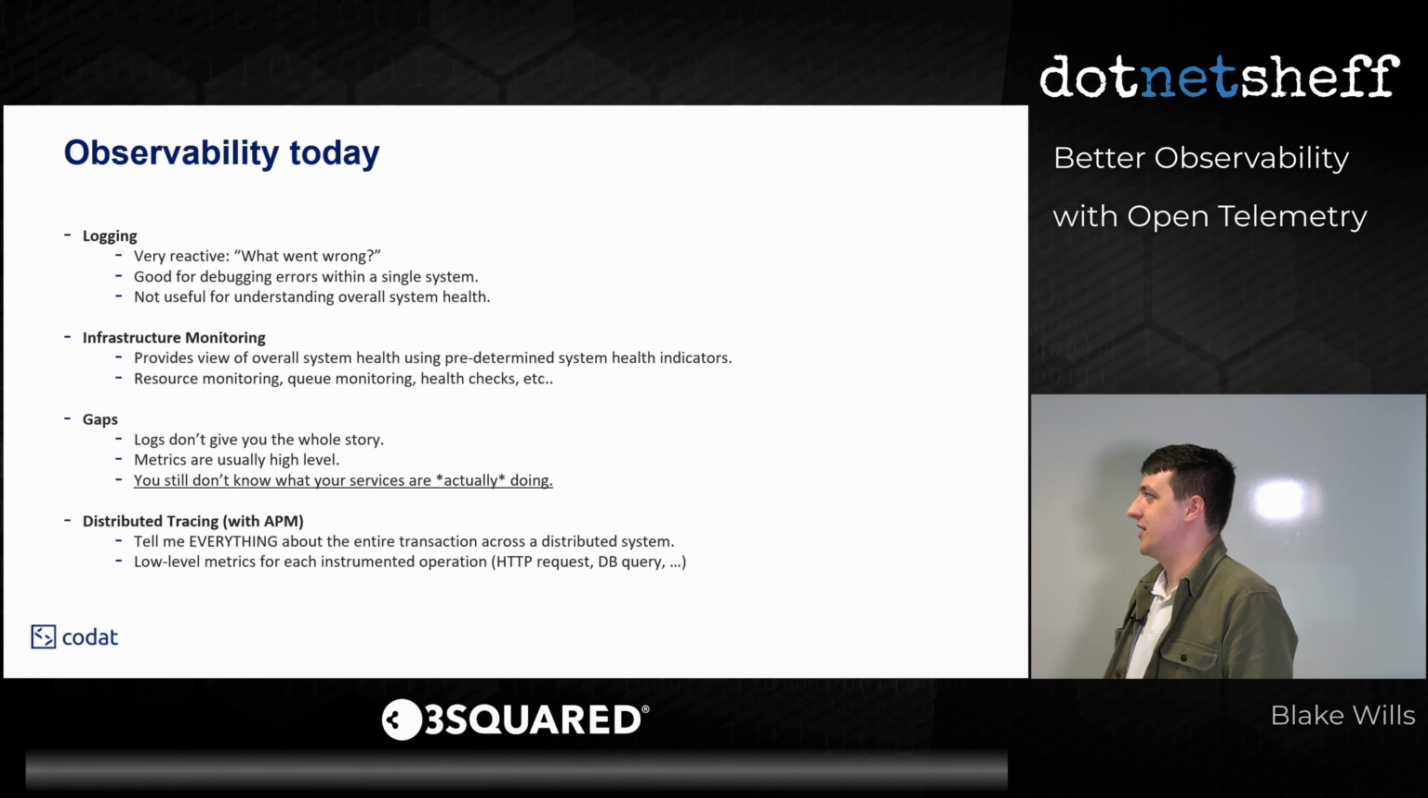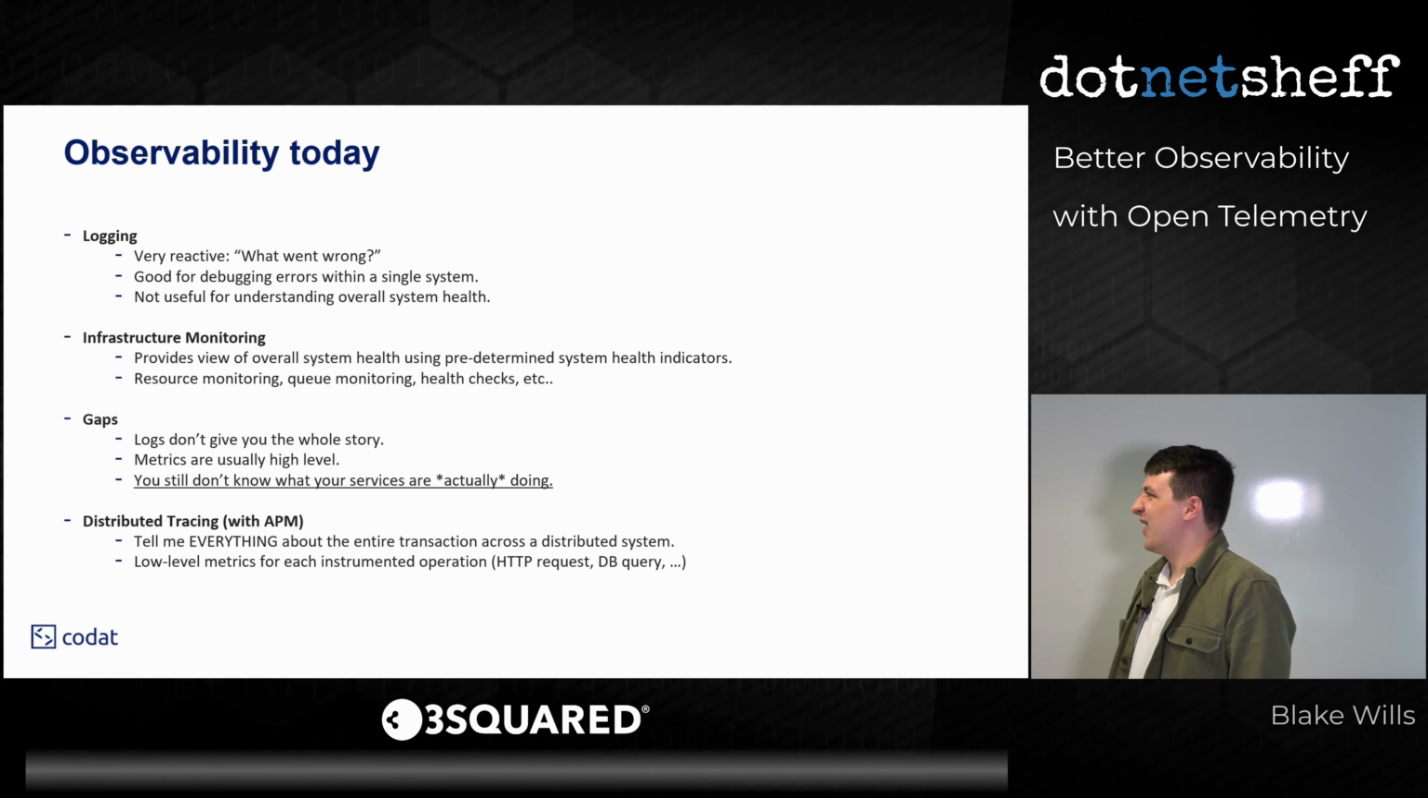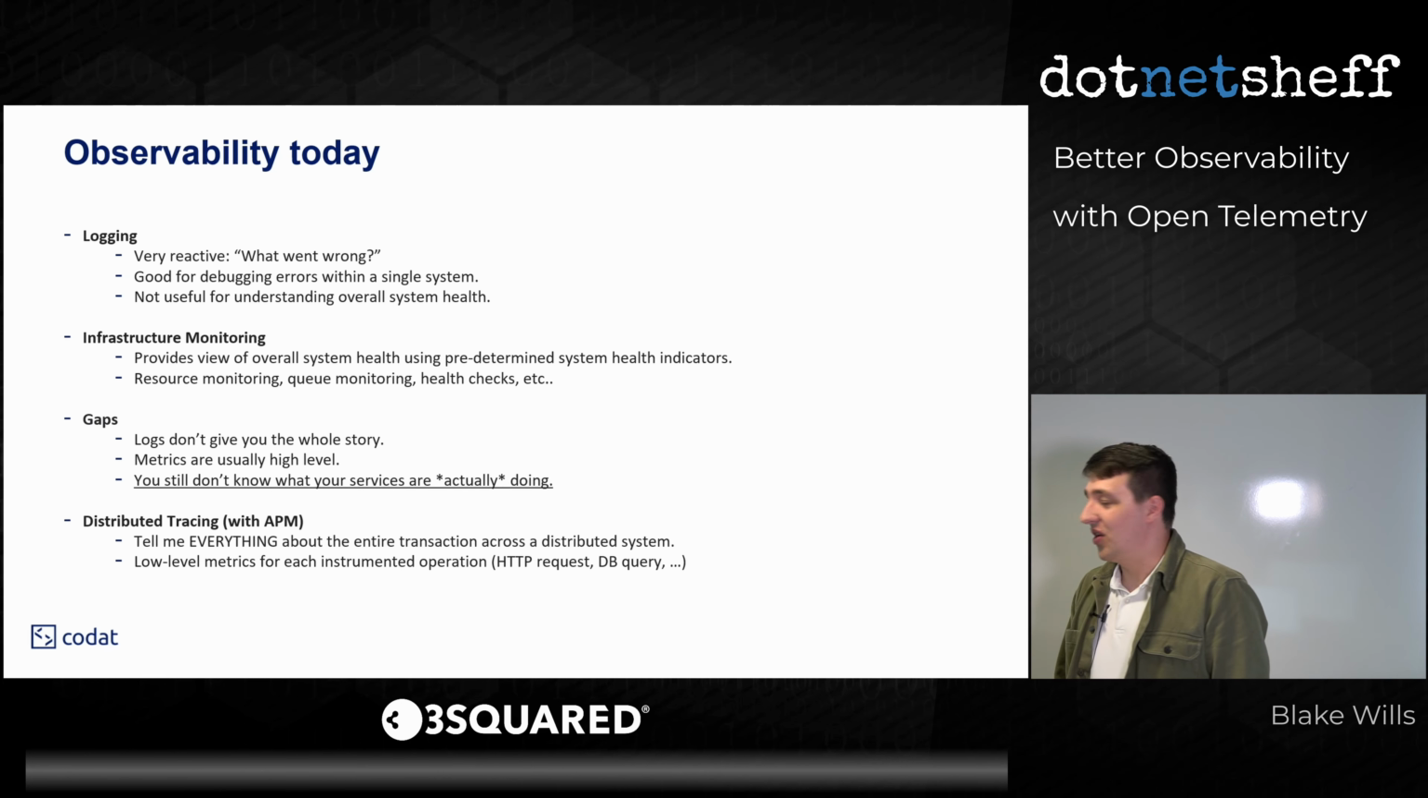Why the hell do we need tracing? We've already got logging, right? Well, everybody has logging, and I don't know about you, but when I try and debug a system with logging, it's still not a walk in the park, right? It's very reactive, what went wrong. If I don't have a log for the thing that went wrong, I'm screwed. Like performance issues, good luck debugging performance with logs. That's never a fun experience.